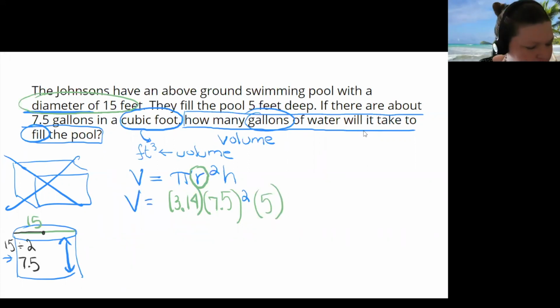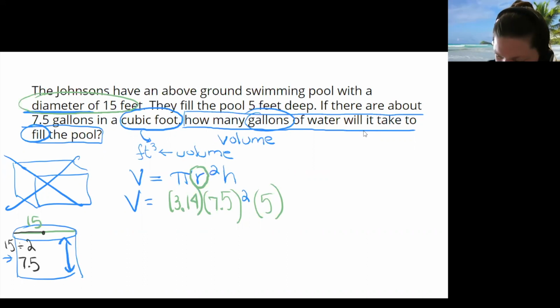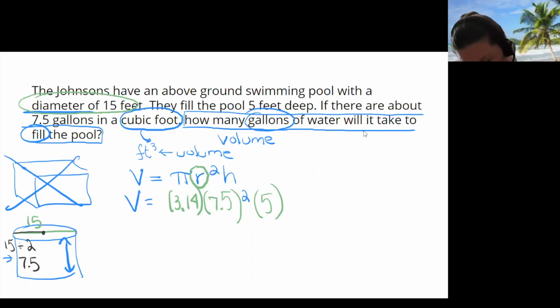Now what? You just multiply everything. Beautiful. We're going to do that simplifying there on the right-hand side. So 3.14 times 7.5 squared times 5. And again, I'm just typing it all on my calculator because I'm so lazy.